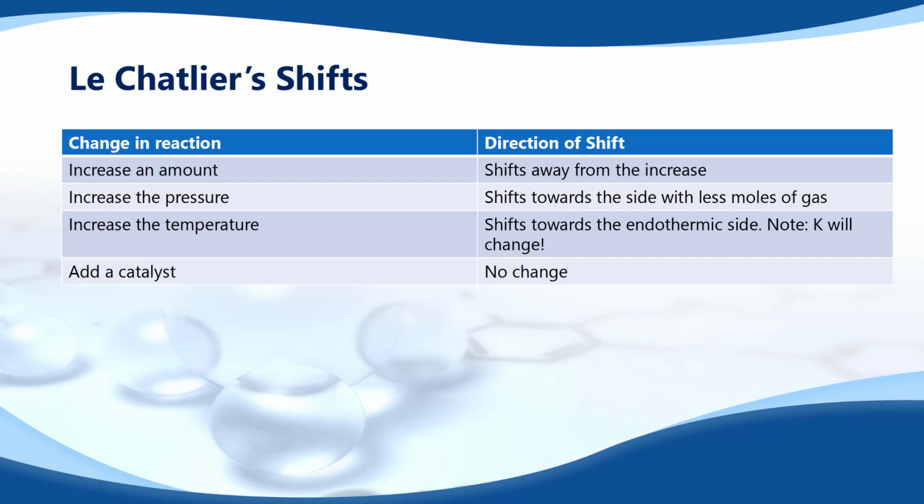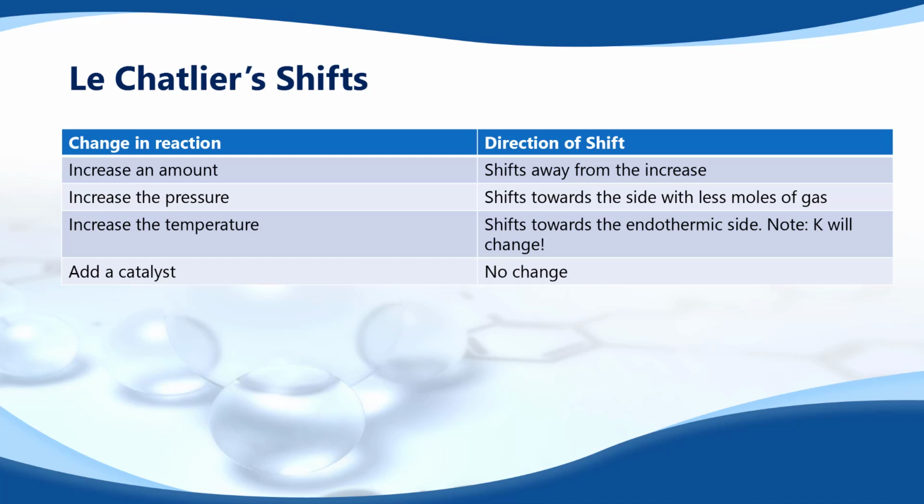These are general shifts, and keep in mind, if you make the opposite change, it will shift in the opposite direction. If you increase an amount of something, the reaction will shift away from the thing that you increased. So if we increase hydrogen, which is a reactant, the reaction will shift towards products. If I increase the amount of ammonia in the mixture, the reaction would shift back to the left towards the reactants.